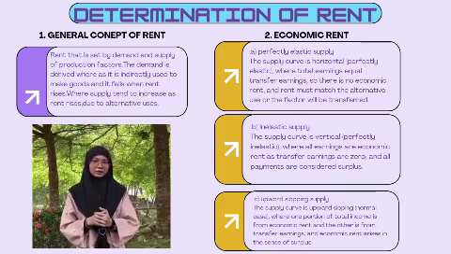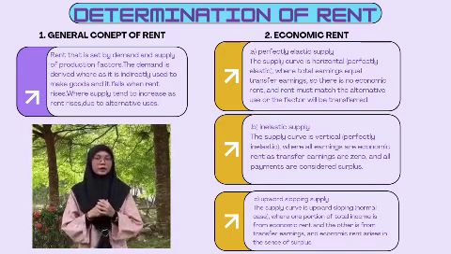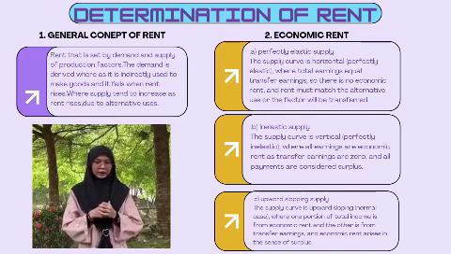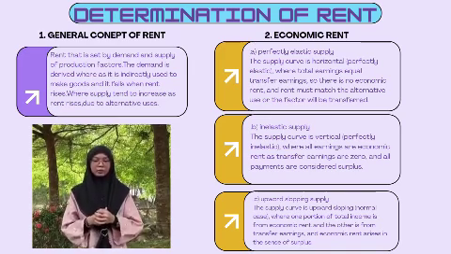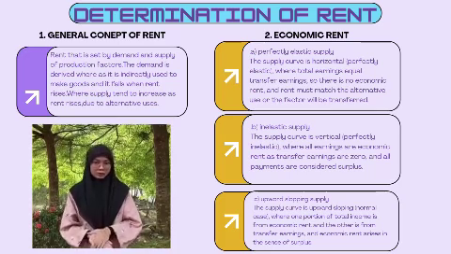The second one is inelastic supply. The supply curve is vertical, where all earnings are economic rent, as transfer earnings are zero and all payments are considered surplus. And the last one is upward sloping supply.